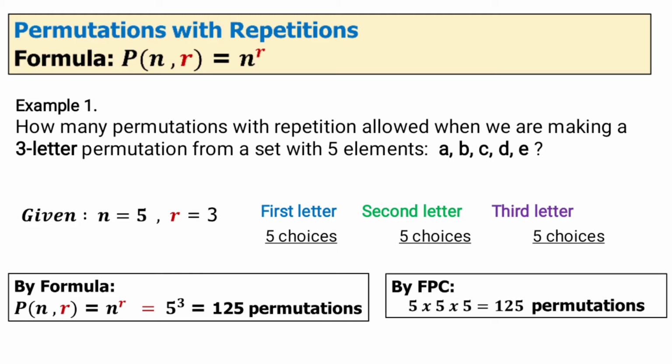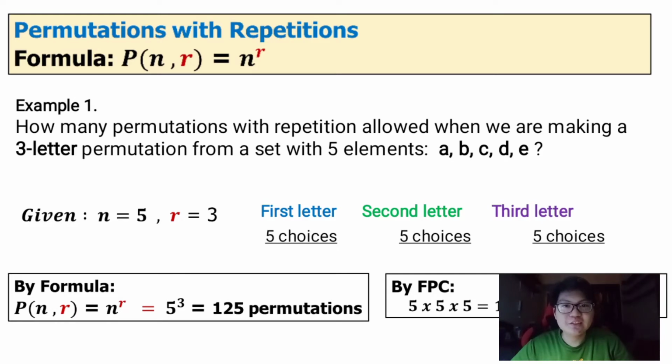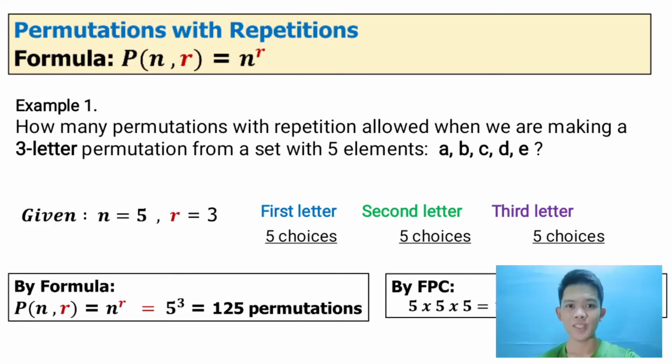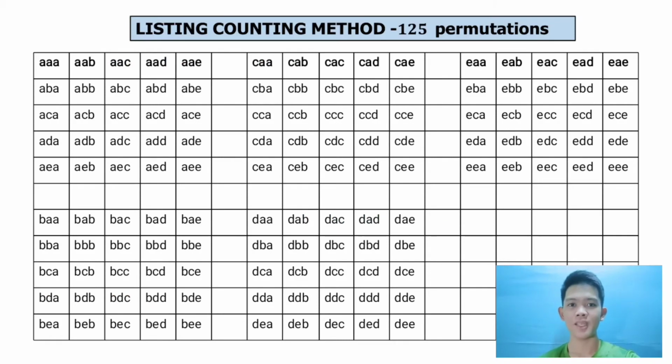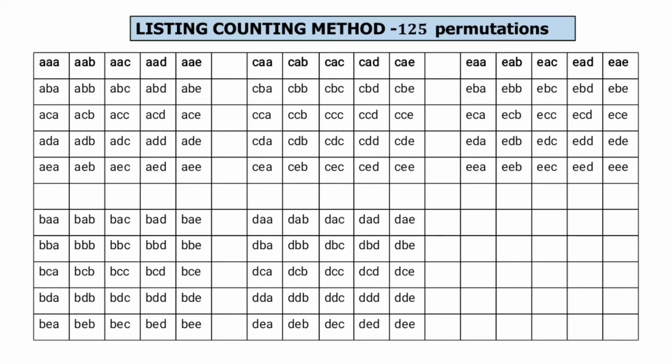Kung by fundamental counting principle naman, imbis na 5 raised to 3, isusulat nyo mismo yung tatlong 5 at ipagmumultiply. So, 5 times 5 times 5 equals 125 permutations. Joshua, di ba nandiyan yung detailed answer ng problem na to? Oo, Christian. Ito ang detailed answer ng problem mo kanina. As we can see, there are permutations that repeat a letter, kagaya nitong AAA at CCE. There are also permutations na no repeated letters like EDC at DAE. At kung bibilangin natin ang lahat ng ito, we can have 125 permutations.